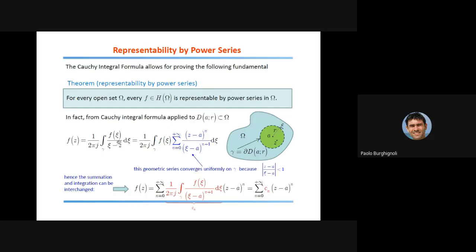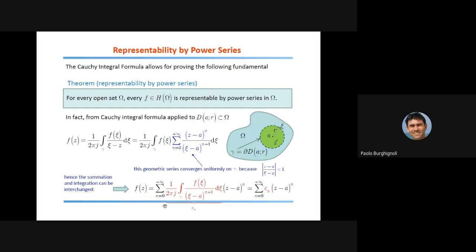And now, inside this disk, you have the property that 1 over xi minus z is the sum of a geometric series. And this geometric series, we saw it in the previous lesson, converges because on the boundary and inside the circle, the absolute value of the ratio between z minus a and xi minus a is less than 1. Under these conditions, not only does the geometric series converge on the boundary, but it does so uniformly. So it's possible to exchange the infinite summation and the integral. Okay, this is something which is done at the bottom of the slide.